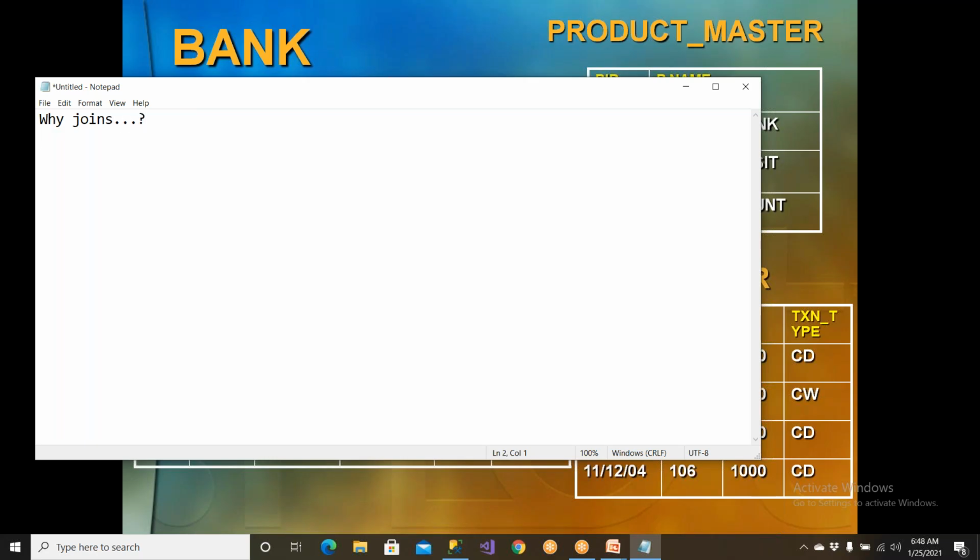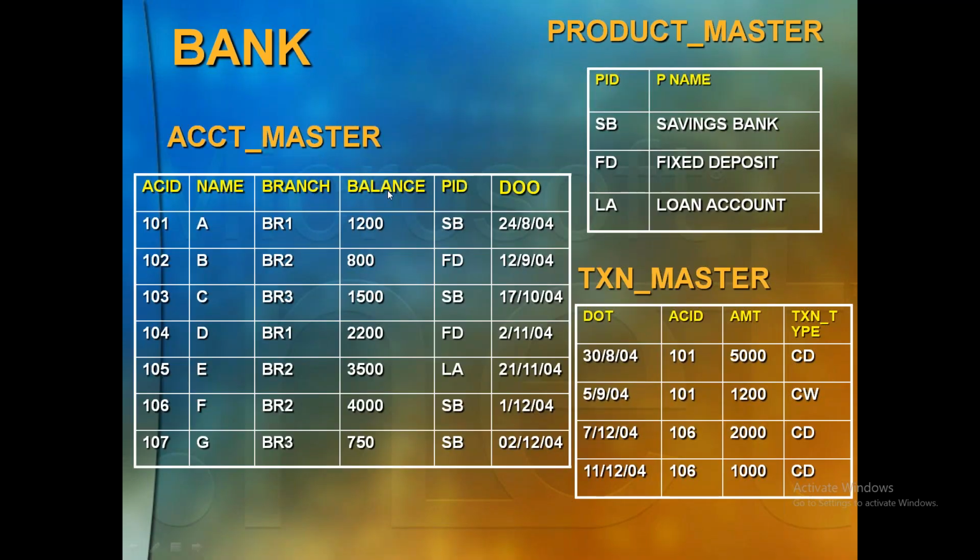Why joins means I wanted to get the data from more than one table. If you need data from only one table, you can use select star from the account master table. But my question is, I wanted to get the data from more than one table. So what do you mean by that? I wanted to know who are the customers who have done the cash deposits. I wanted to know their names.